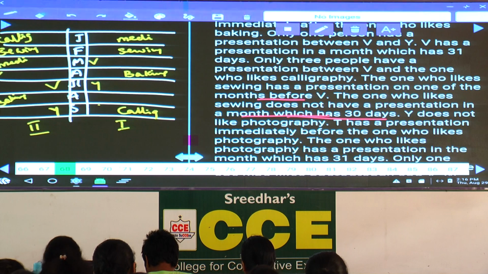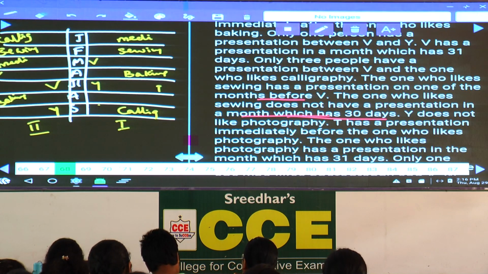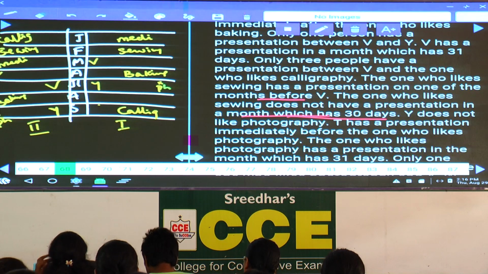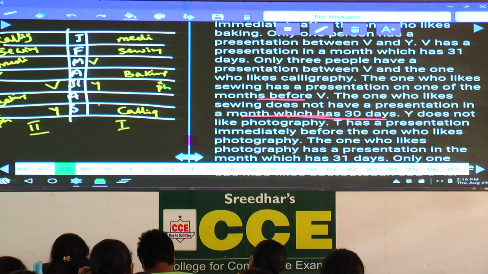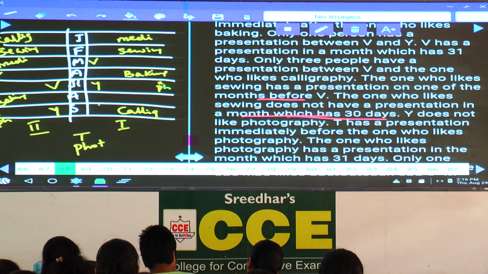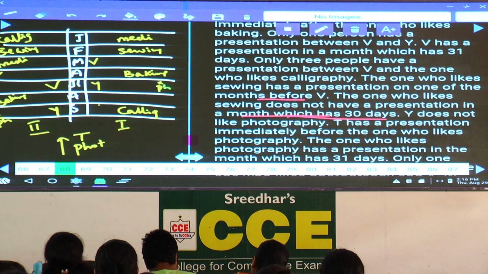And Y does not like photography. Hence photography is ruled out for Y. Photography cannot be in the month of September. And T has a presentation immediately before the one who likes photography. Now T is immediately before the one who likes photography. Hence these two must be adjacent to each other. Now T cannot be at this place.